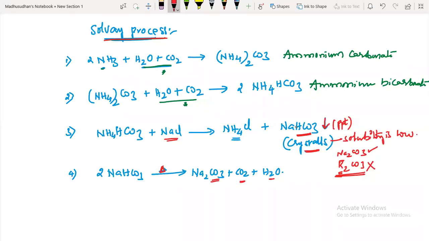The reason: in the third step, sodium means NaHCO3, potassium means KHCO3. It will not form a precipitate. You cannot separate the crystals of potassium bicarbonate. It is completely soluble. The solubility is more for potassium bicarbonate, so potassium bicarbonate crystals cannot precipitate. Precipitation is not possible. It is highly soluble. That's why the Solvay process is suitable only for sodium carbonate. Have you understood now?